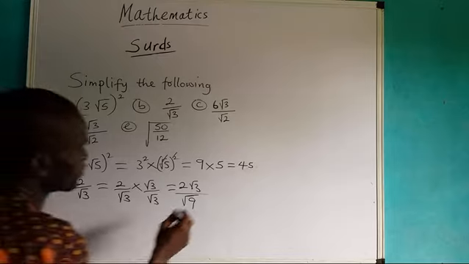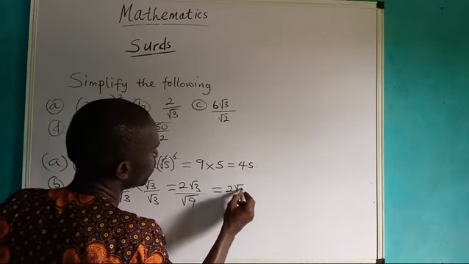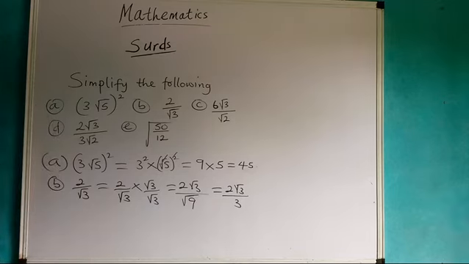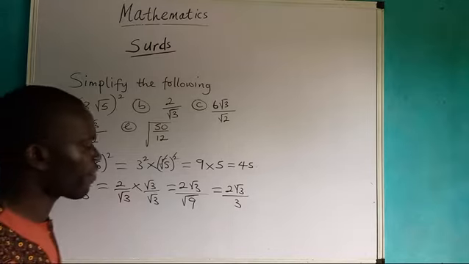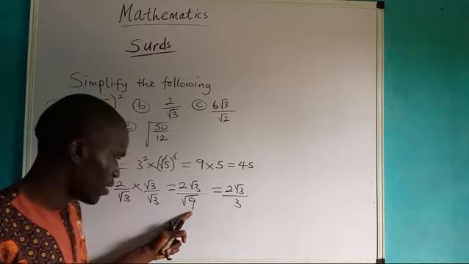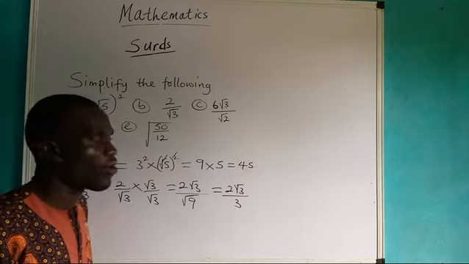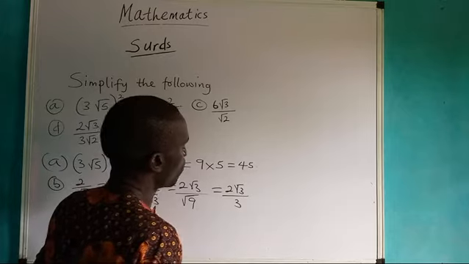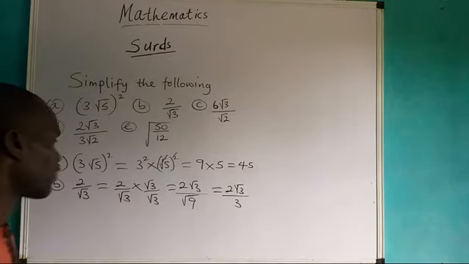Now for this one I can see 2 root 3 all over root 9, because the root of 9 is 3. Remember I told you that the root of 9 is a rational number, or we call it a perfect square. Remember I told you that all perfect squares are rational numbers. You take note of that. Root 9 is 3. It becomes 2 root 3 all over 3. That will become the final solution there.